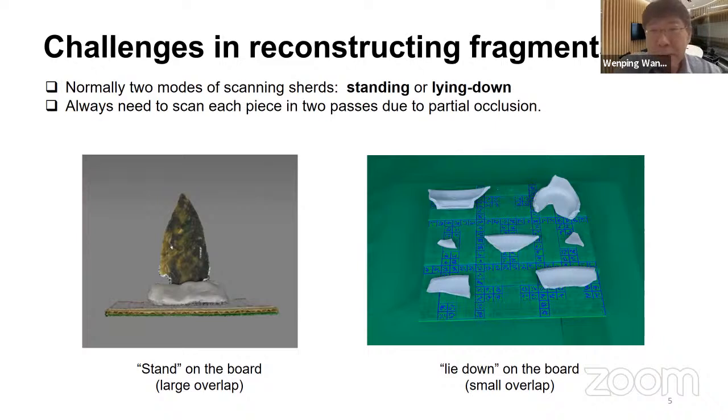On the right, you can see the pieces are put flat on a board. You can still scan this object, but now you can only scan one side. Then later you need to flip them over and scan the other side. So my point is, it seems like manual operation or intervention is always needed in order to scan these pieces in two passes. It's hard to make it very fast.